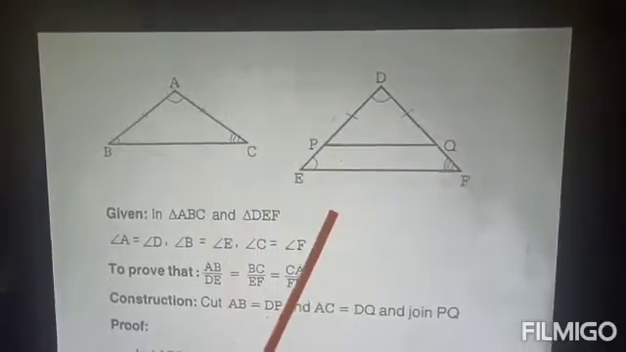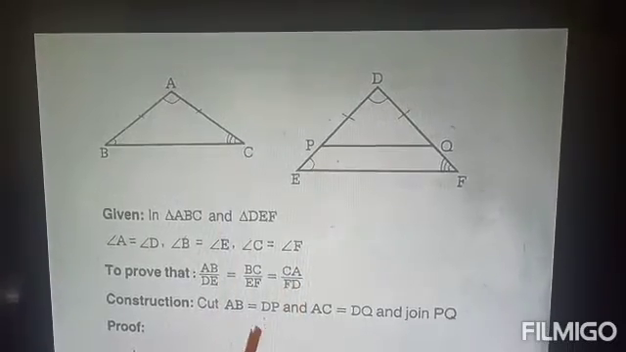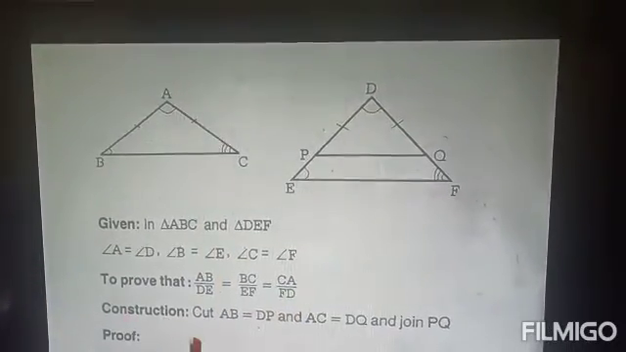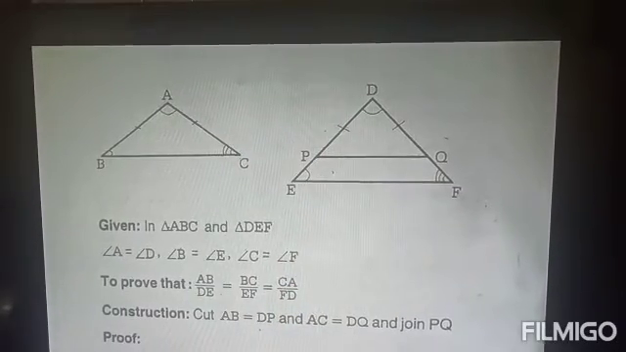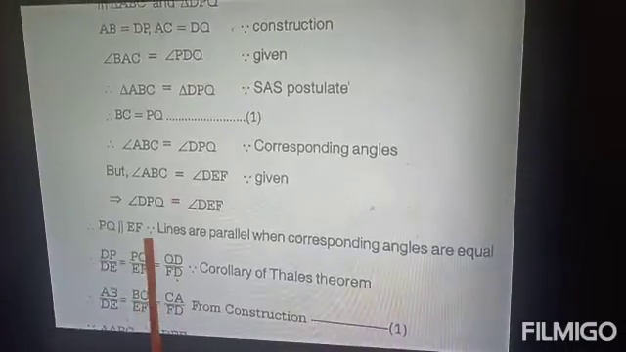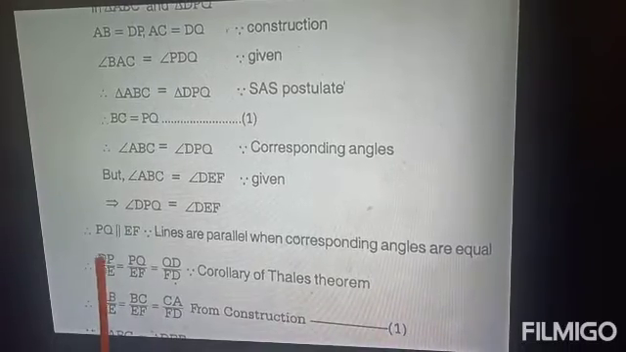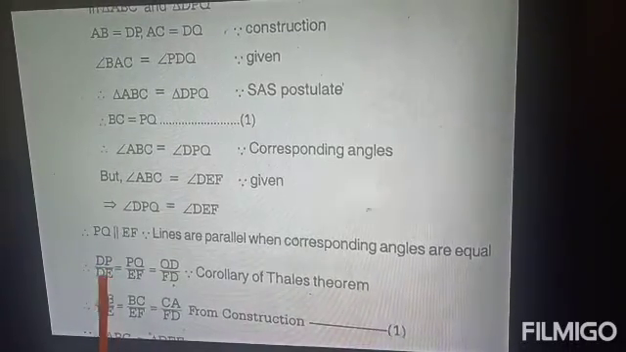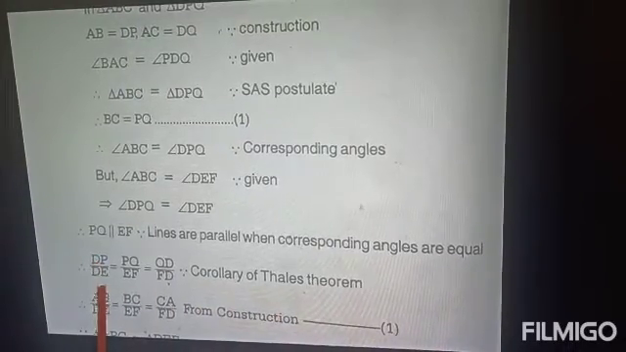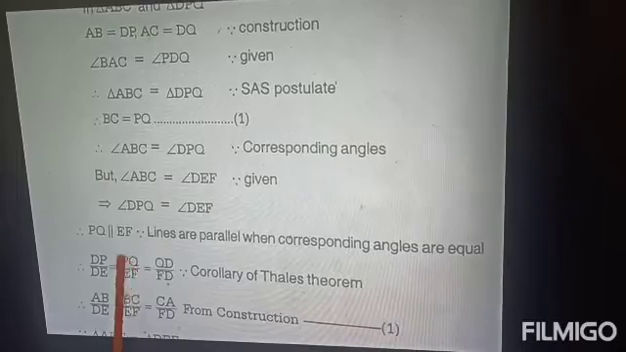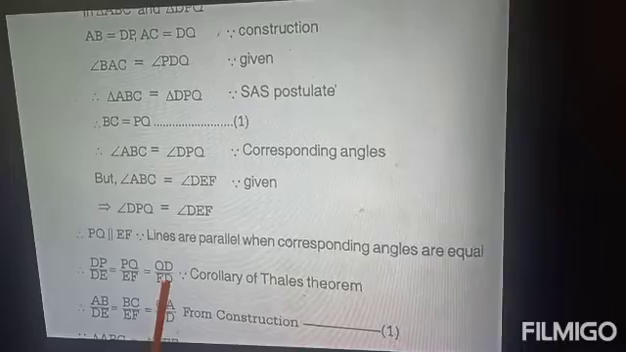If these two lines are parallel to each other, then according to Thales theorem or BPT theorem, their corresponding sides are proportional. If PQ is parallel to EF, therefore their corresponding sides are proportional according to the corollary of Thales theorem: DP by DE is equal to PQ by EF is equal to QD by FD.